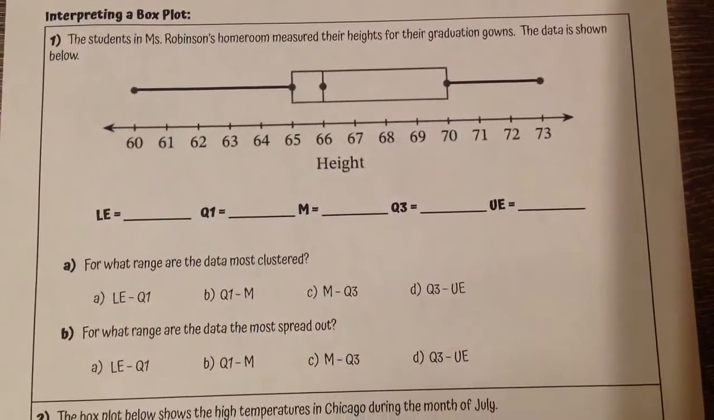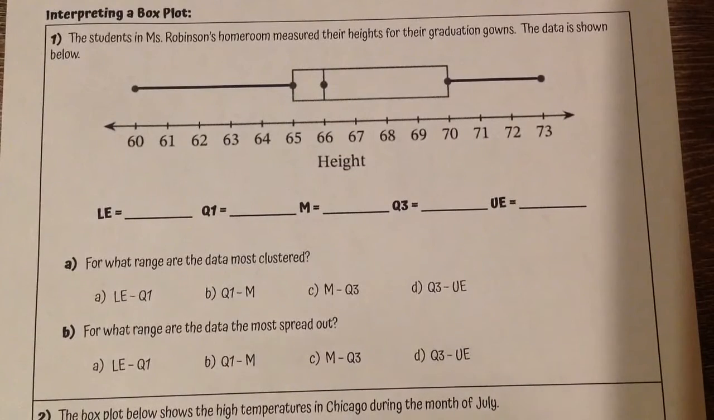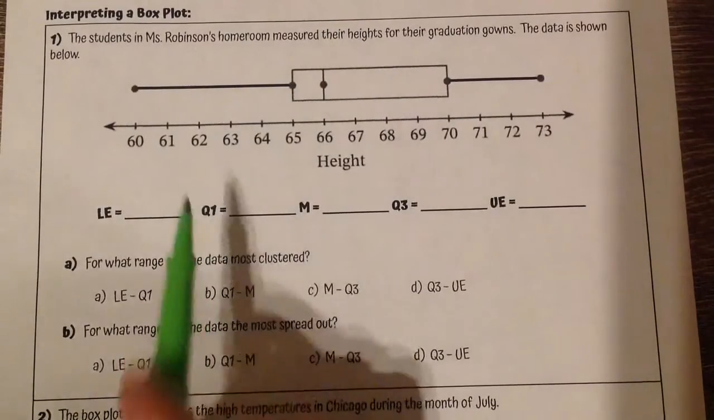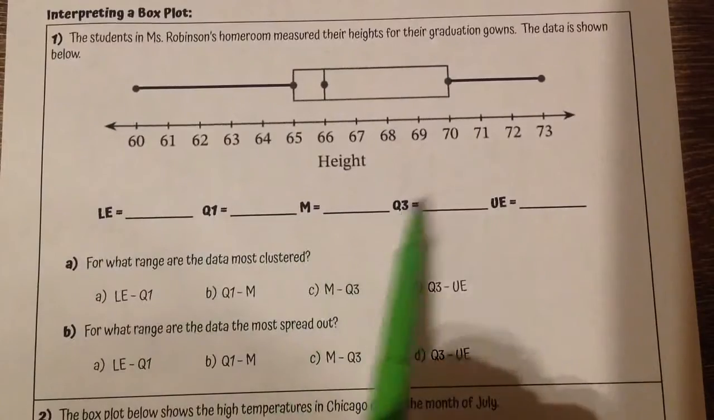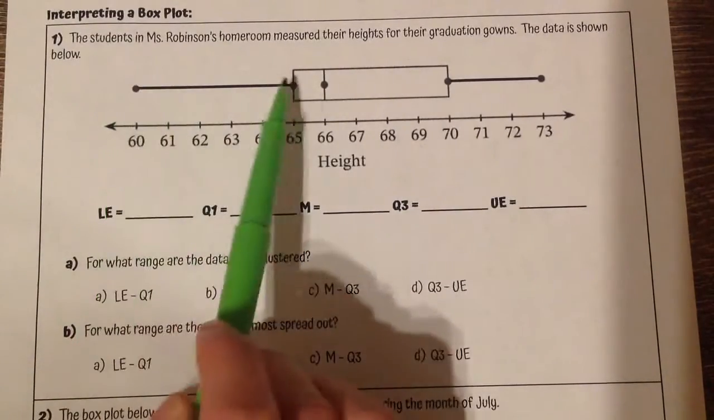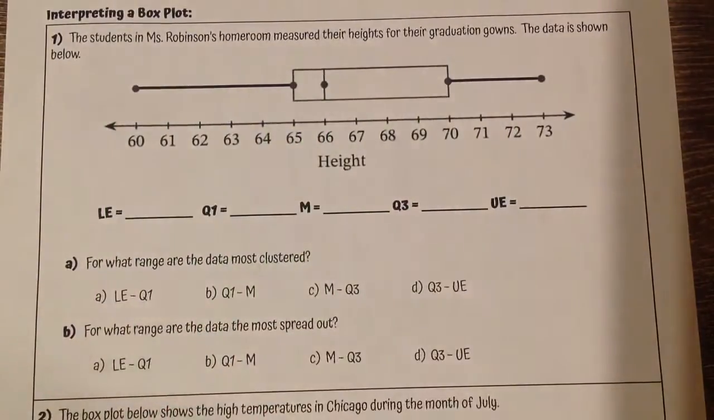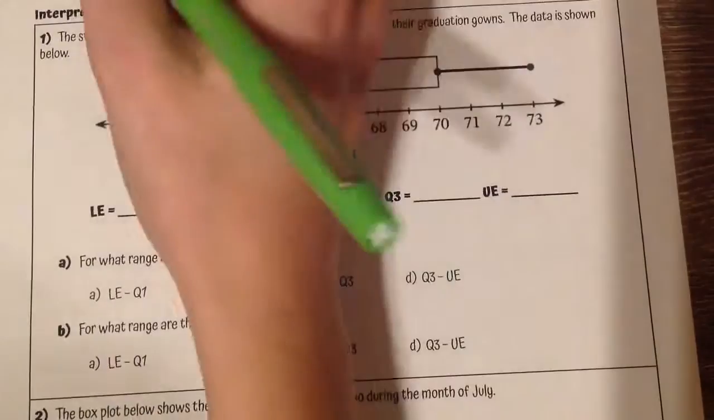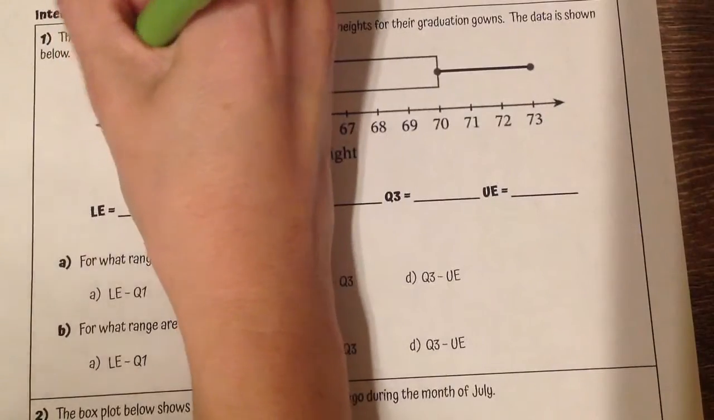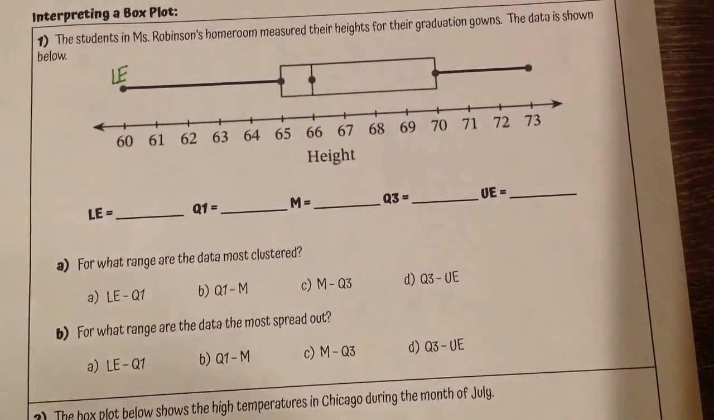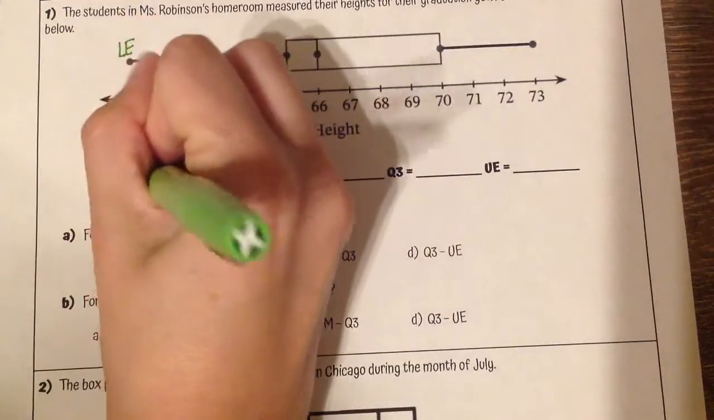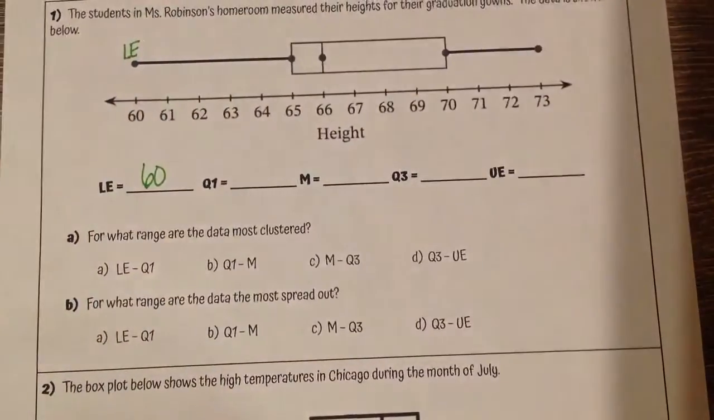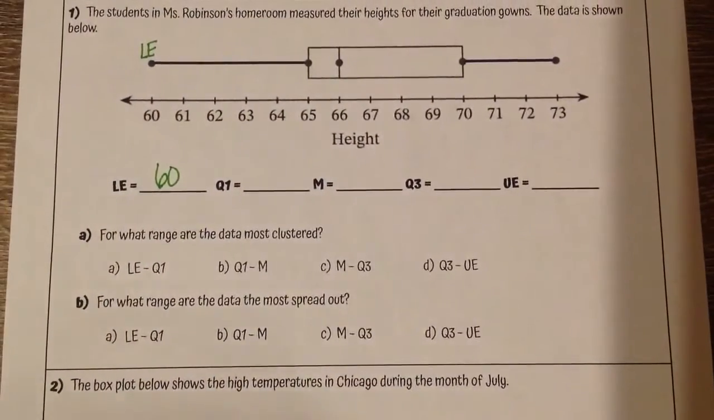For problem 1, the students in Miss Robinson's homeroom measured their heights for their graduation gowns. The data is shown below. So remember, for box plots, we are identifying 5 different parts. Those parts are identified with the 5 different points on the box plot. So the first one here is our lower extreme. That's at 60. That's just the lowest value on the graph.